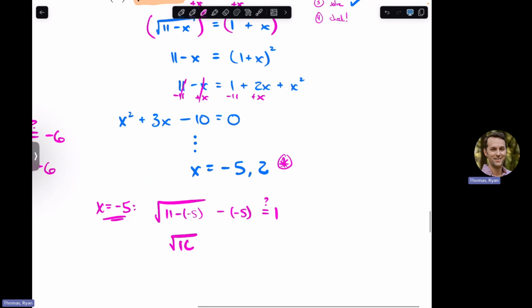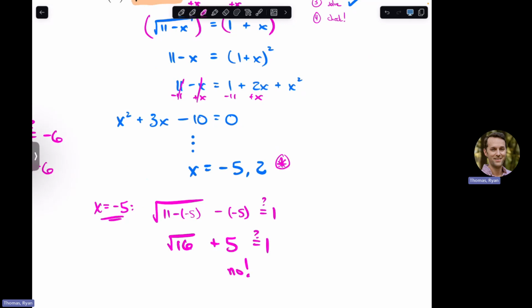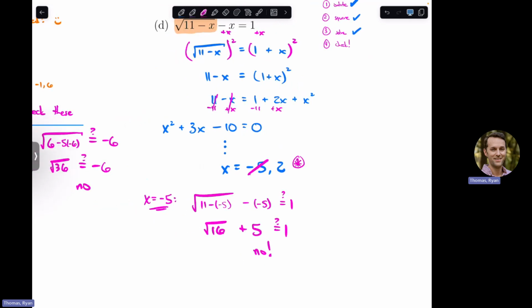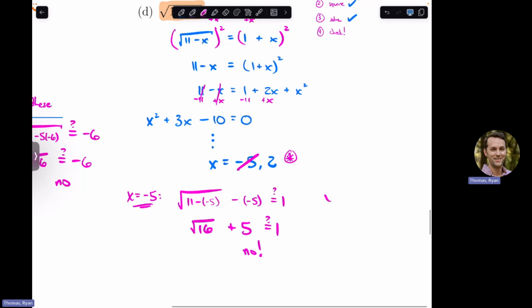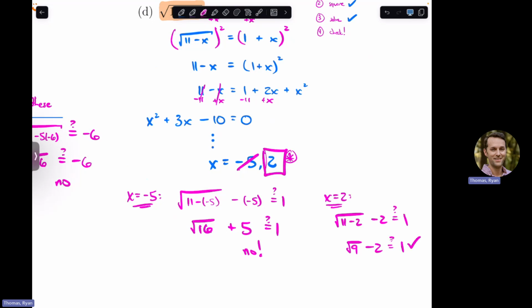So is the square root of 16 plus 5 equal to 1? No. So -5 is an extraneous solution. And I feel pretty good then about where 2 is going to go because it's just sort of how these things work. But probably we want to go ahead and check. That's the square root of 9 minus 2. 3 minus 2 is 1. So x equals 2 is the solution to this equation.